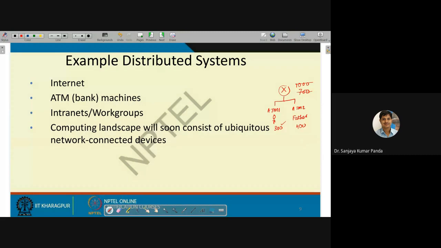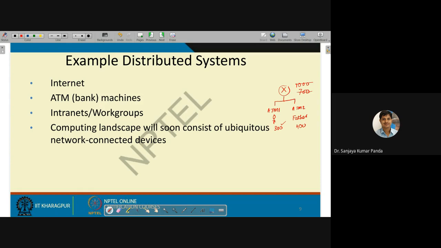And they can misutilize the amount, right? Although you don't have a sufficient amount, they can withdraw it if it is not maintained in a distributed fashion. Like intranet, in our hostel we have intranets, right? We can download a movie, we can download software, we can download a large file. That is also an example of a distributed system.